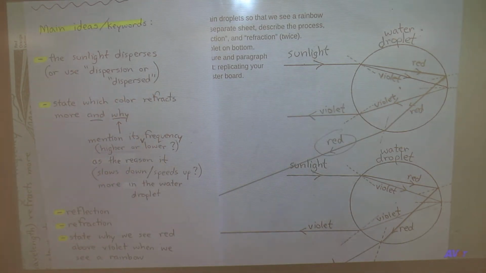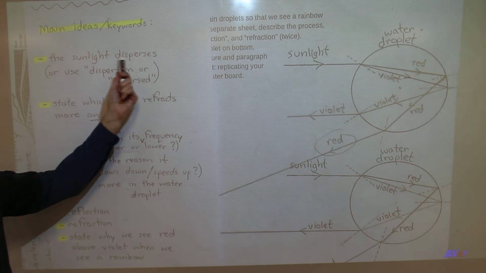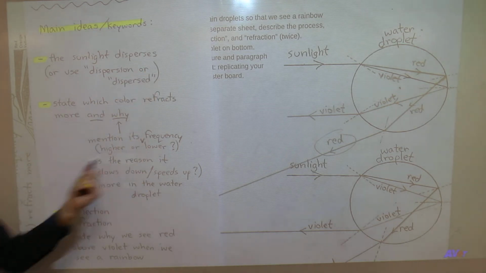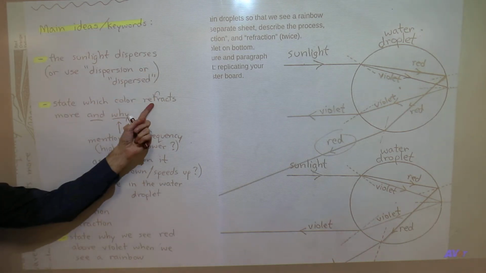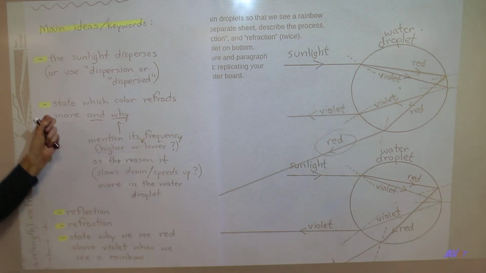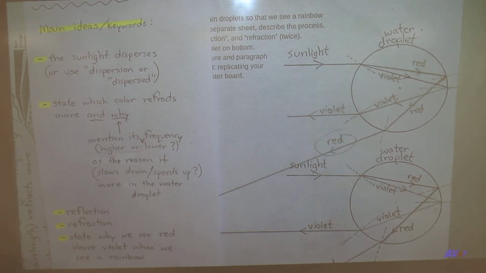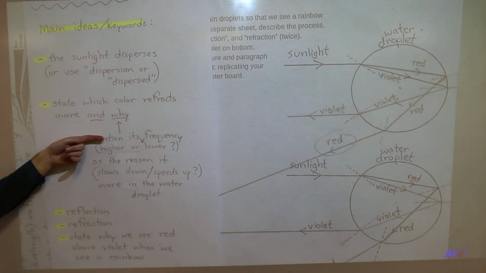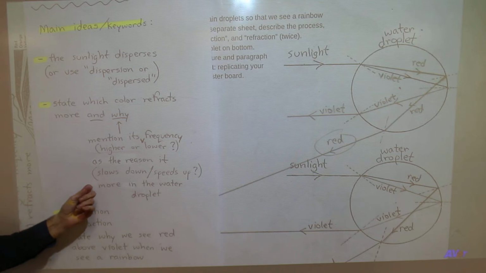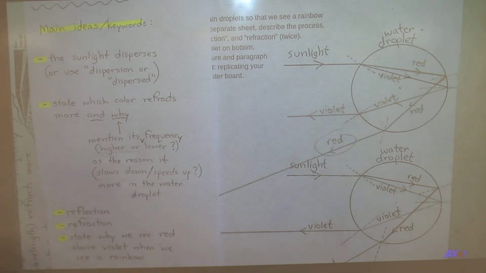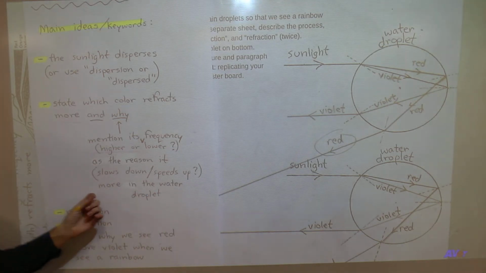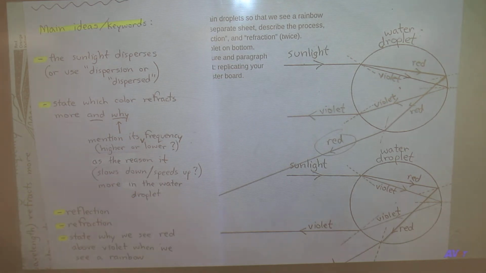All right, one more. How about when sunlight hits water droplets in the sky, the light disperses into all the colors of the rainbow, but violet refracts the most. It refracts the most because light with higher frequency slows down more in water. You'd probably say light with the highest frequency slows down the most in a new medium. Better yet, in the water droplet, because that's what we're talking about. All right, without any more breaks.